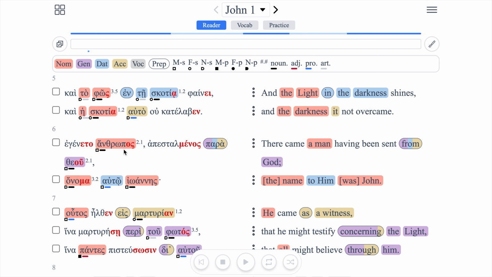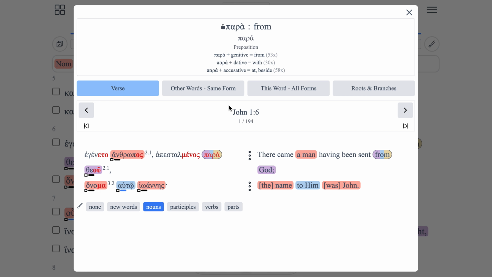In 6, again, we have the nominative subject and para, which can be paired with nouns of all 3 cases depending on what you're trying to say. In this case, we want to say from God, so we choose the genitive, theou. And if we click on para, we can see the different meanings with the different cases.